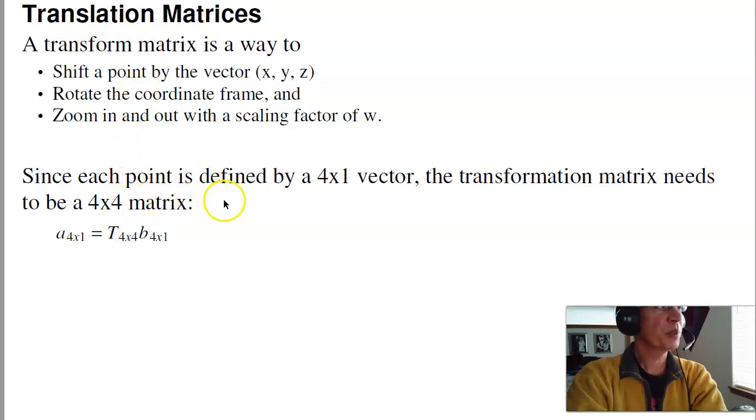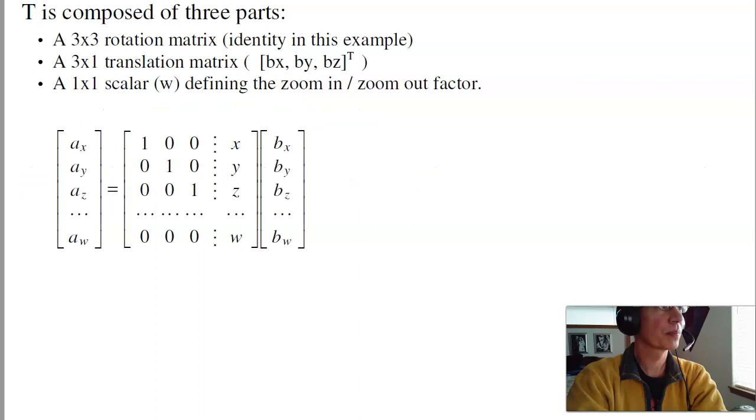Since each point is defined by a 4x1 vector, the translation matrix will be this T, a 4x4 matrix, to go from B to A. Now, a transformation matrix consists of a 4x4 matrix. This upper left corner is the rotation matrix. This column right here is the translation. That's the translation in the x direction, y direction, and z direction. And W is the scaling factor.